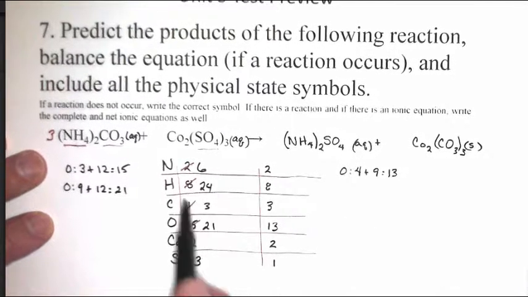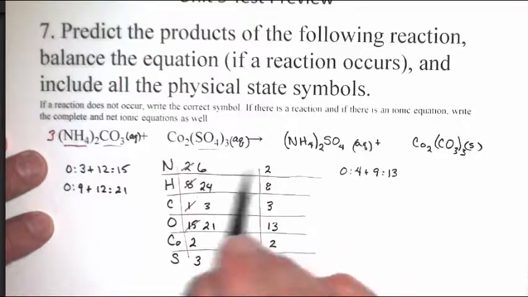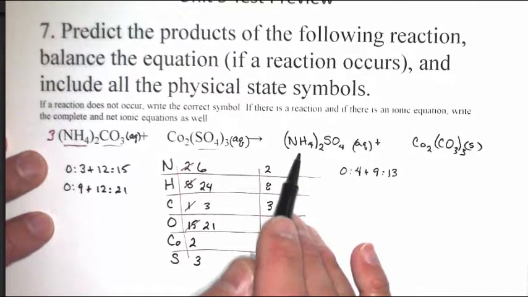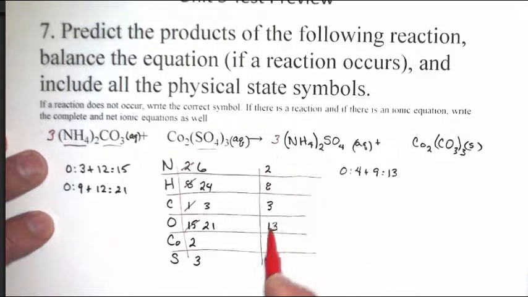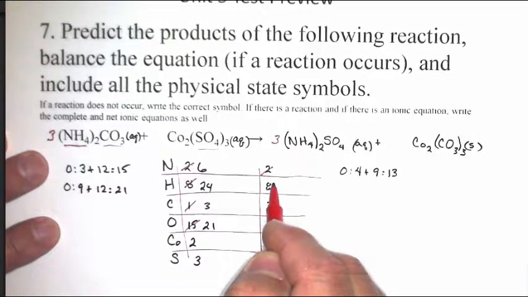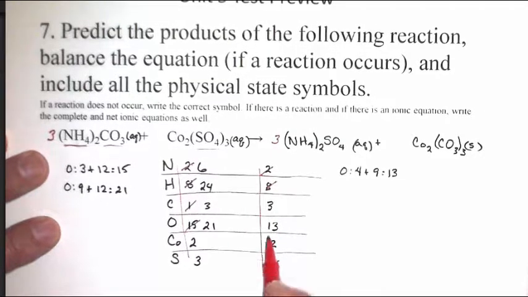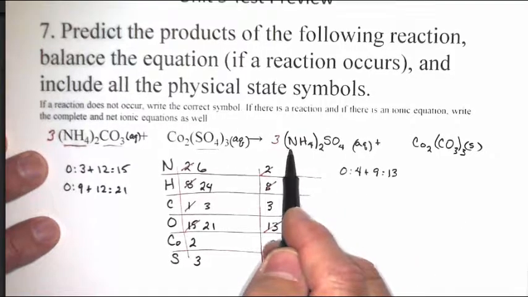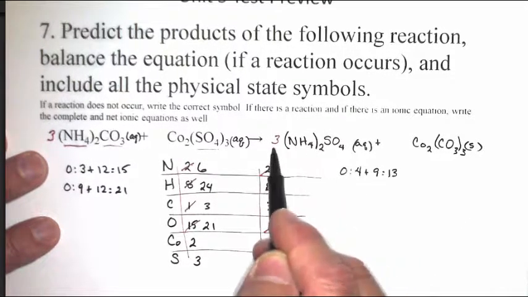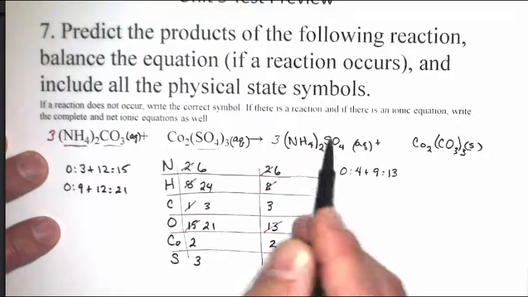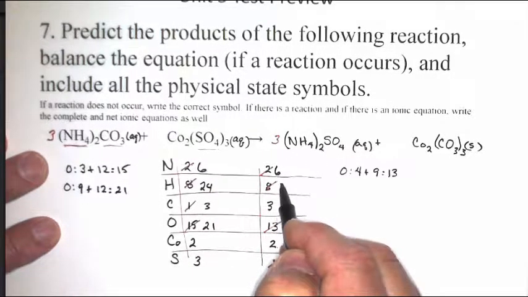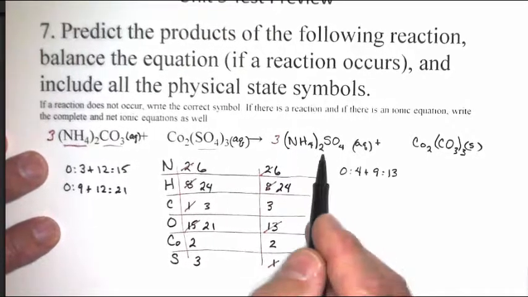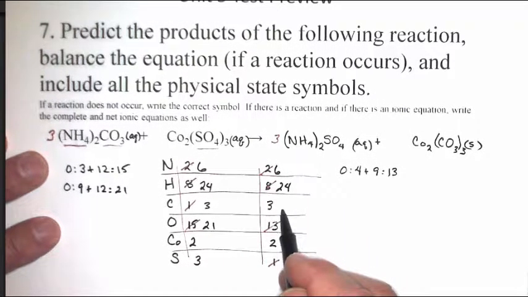I can already see I need to do something here because now I've got 6 nitrogens and only 2 on the right. So I'm going to go ahead and change this. I'm going to put a 3 here and cancel out nitrogen, hydrogen, sulfur, and oxygen and recount all those. All right. 1 nitrogen times 2 is 2, times 3 is 6. 4 hydrogens times 2 is 8, times 3 is 24. 1 sulfur times 3 is 3.